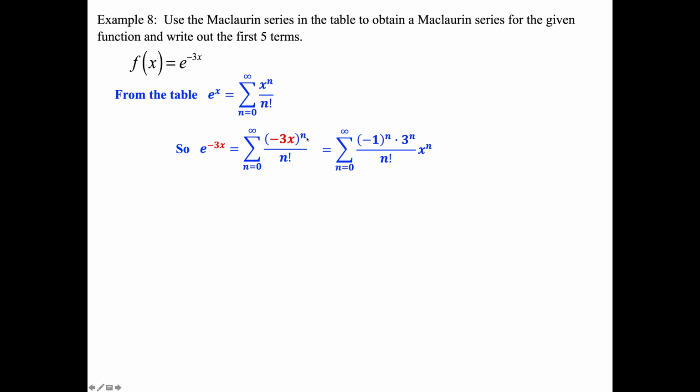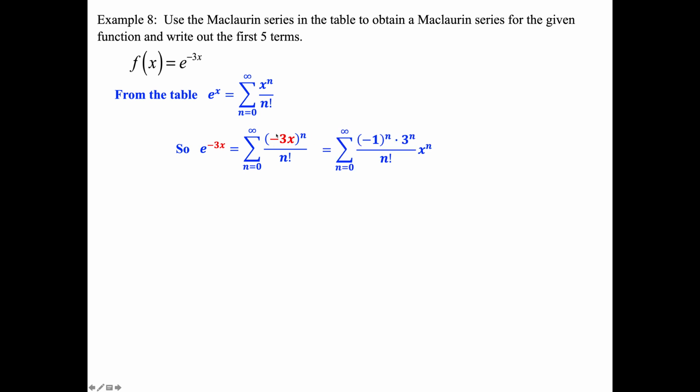All right. Number 8, use the Maclaurin series in the table to obtain a Maclaurin series for the given function and write out the first 5 terms. All right, f of x equals e to the negative 3x, so I'm thinking e to the x right away. So to change this, we've just got to put negative 3x into our summation. So we put negative 3x here, then this x becomes negative 3x to the n power.